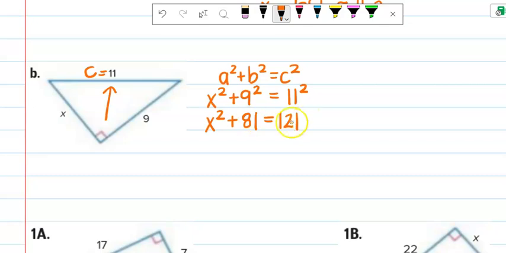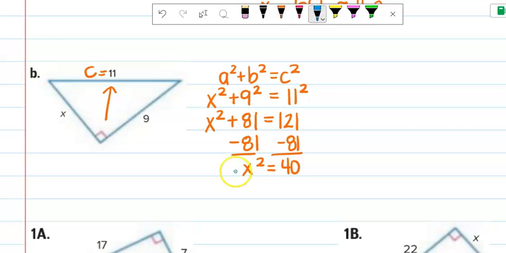Okay, so you're probably thinking, Mrs. Duncan, this is different, right? Last time we had x by itself, this time we don't. So we're going to solve just like we would any other equation. We have to get x by itself, so we'll subtract 81 on both sides. So 121 minus 81 is 40.